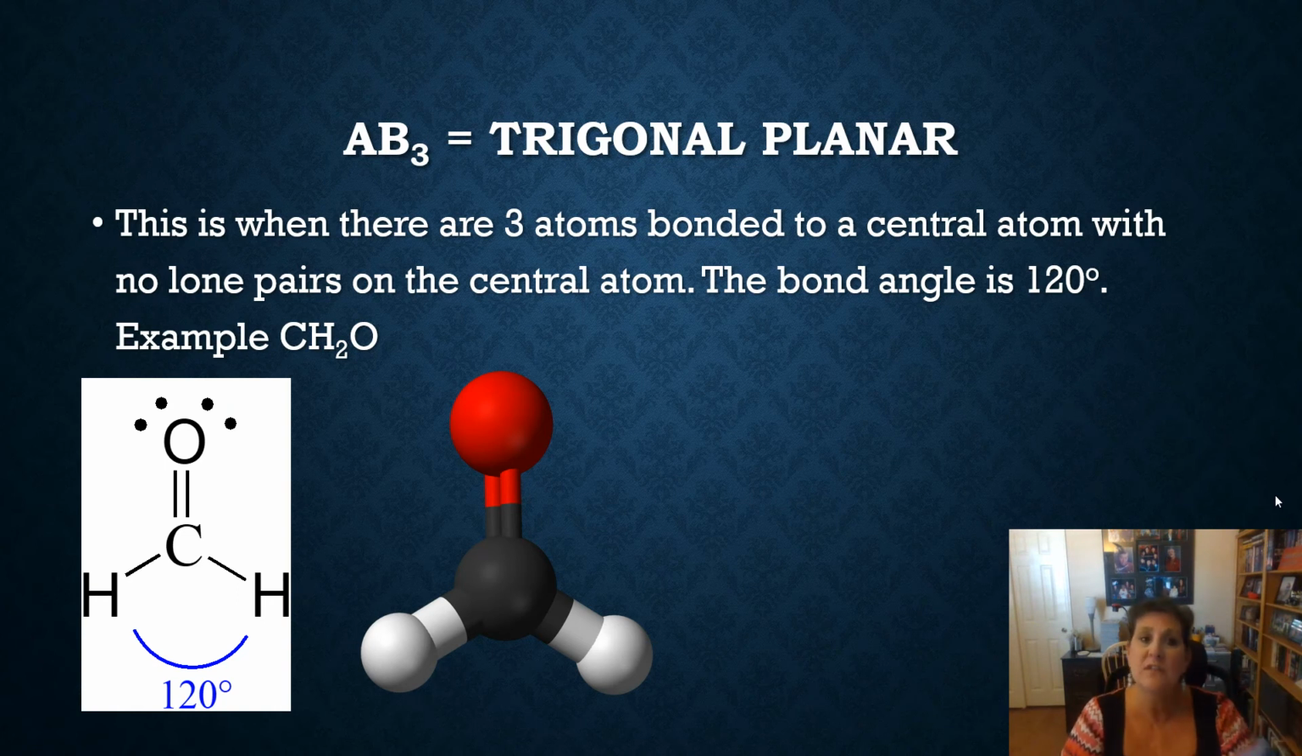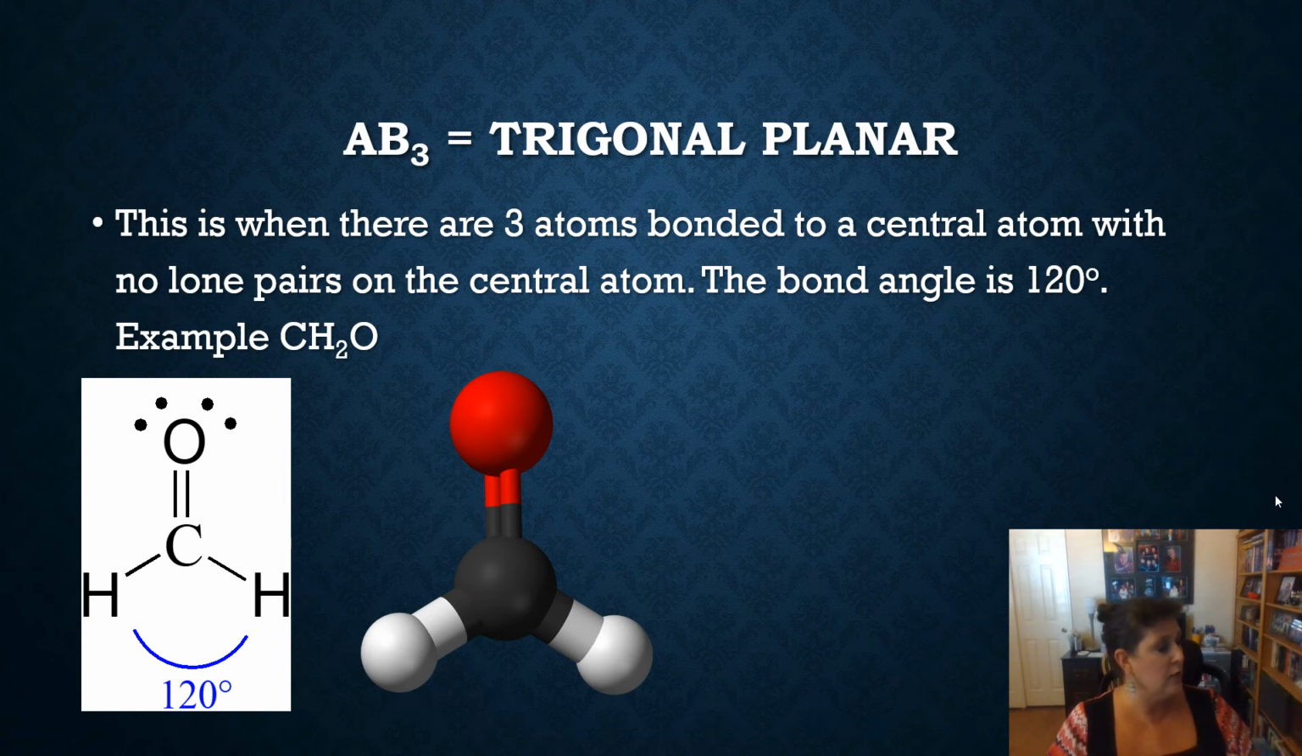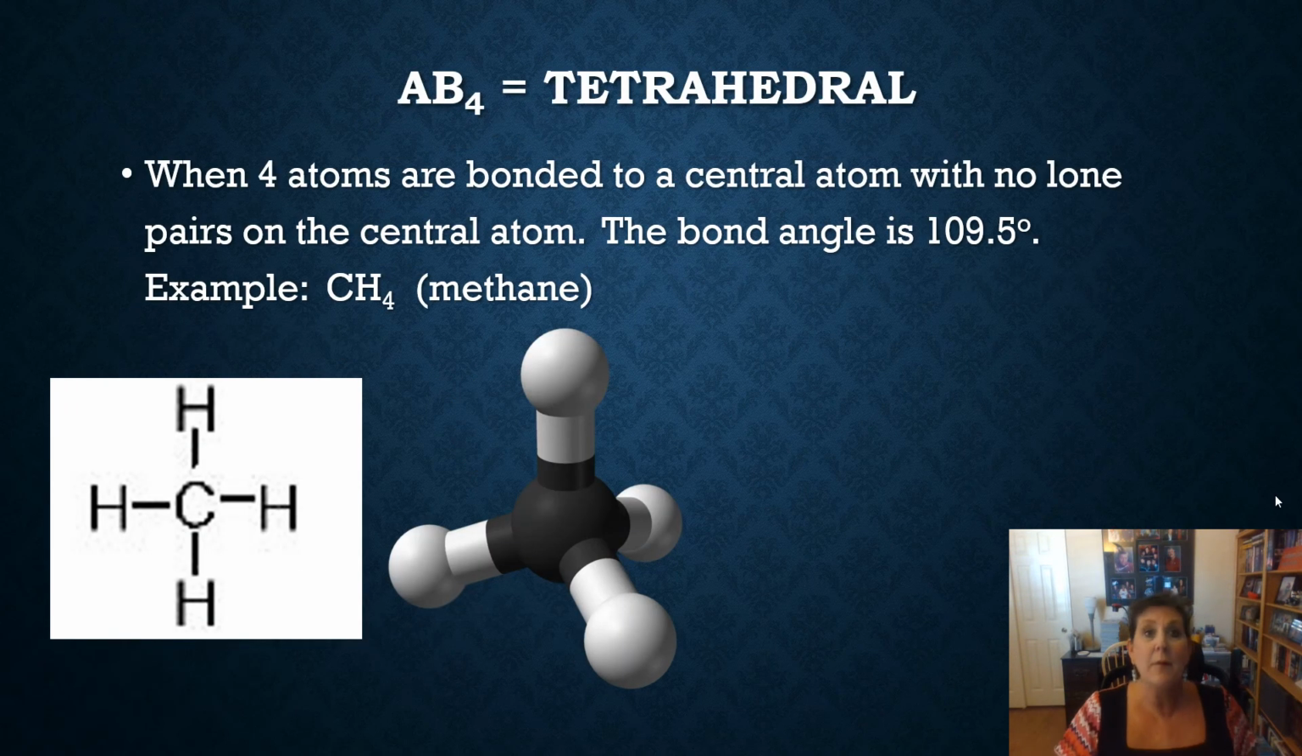Flat means planar. So let's look at our second row on the shapes table. AB3, if it looks like this, three atoms bonded to a center atom, it's trigonal planar, and the bond angle is about 120 degrees. Okay, so trigonal planar, 120 degrees if you look like this. Next, AB4. This is when we have four atoms bonded to a center atom with no lone pairs on the center atom.